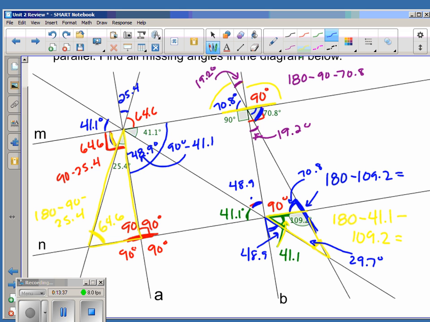And now I think I found most of the angles. If I missed a couple, that's fine. It's not a big deal. Oh, we know that one's 90. I think I erased it earlier.